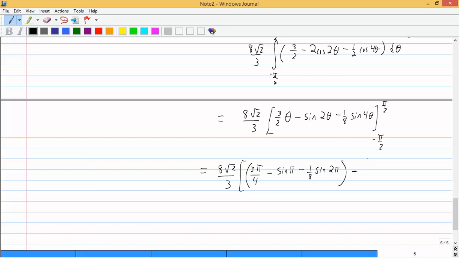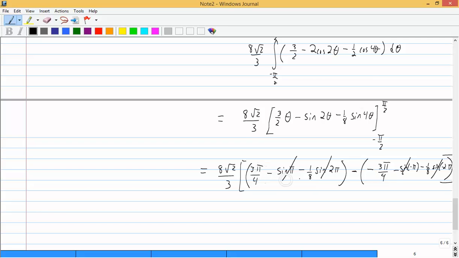Then I have minus, I'm going to plug in this bottom, so it's going to be negative 3 pi over 4, and then minus the sine of negative pi, minus 1/8 times the sine of negative 2 pi. Let me write that smaller. So that's minus sine of negative pi minus 1/8 sine of negative 2 pi. All right. So that's 0, that's 0, that's 0, that's 0.